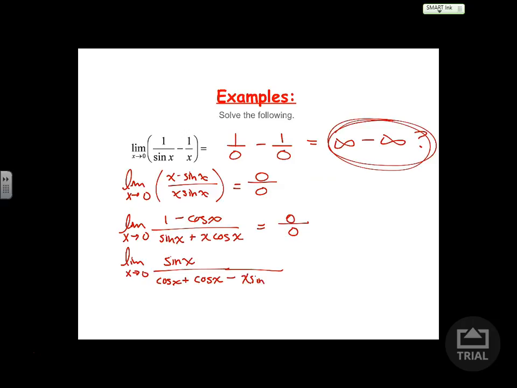Oh, wait, no. Sine of 0 is 0, all over cosine of 0 is 1, plus 1, minus 0. You see it? 0 over 2 is fine. I just don't like 0 over 0. Does that make sense? Everybody caught up?